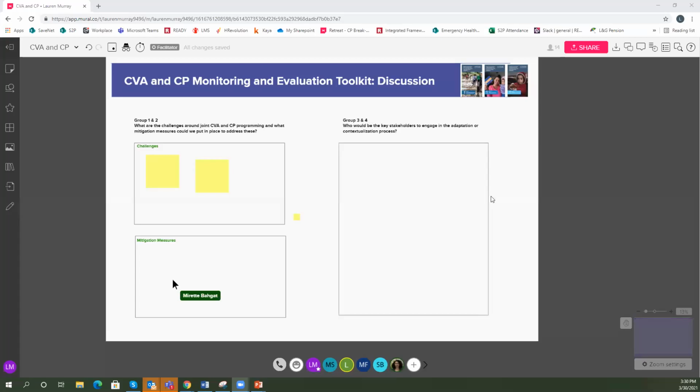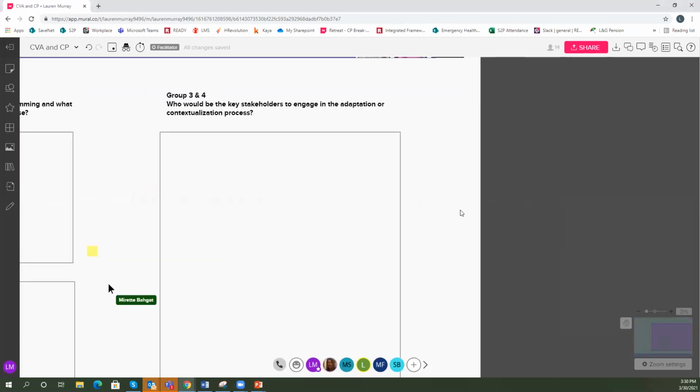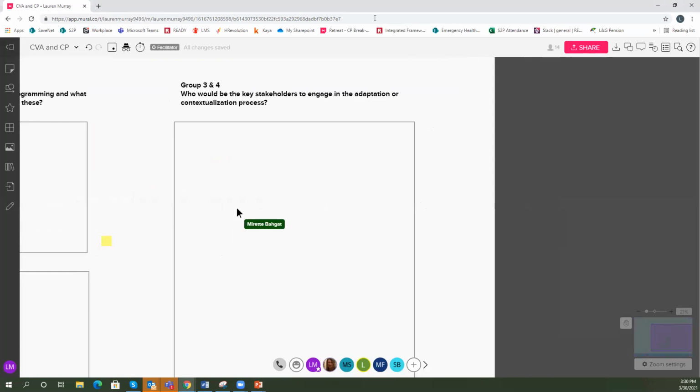So our question in this breakout room is question 3 and 4. Who do we think would be the key stakeholders to engage in the adaptation or contextualization process? And if you aren't able to access Mural, please don't worry, just feel free to take yourself off mute or add in the chat box.